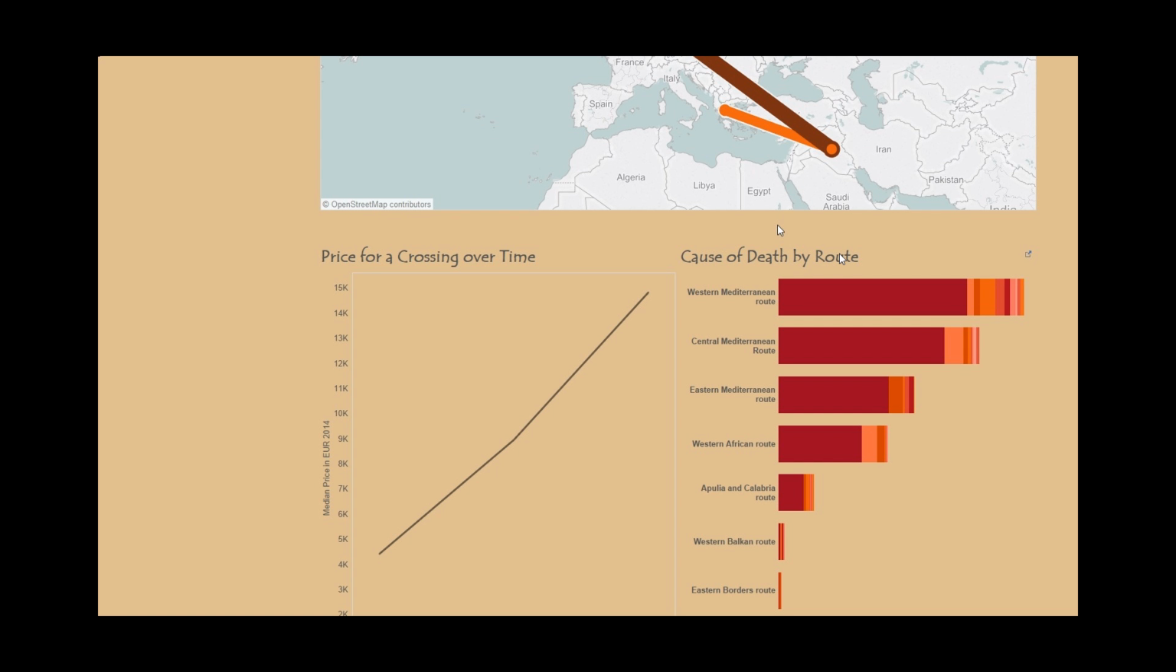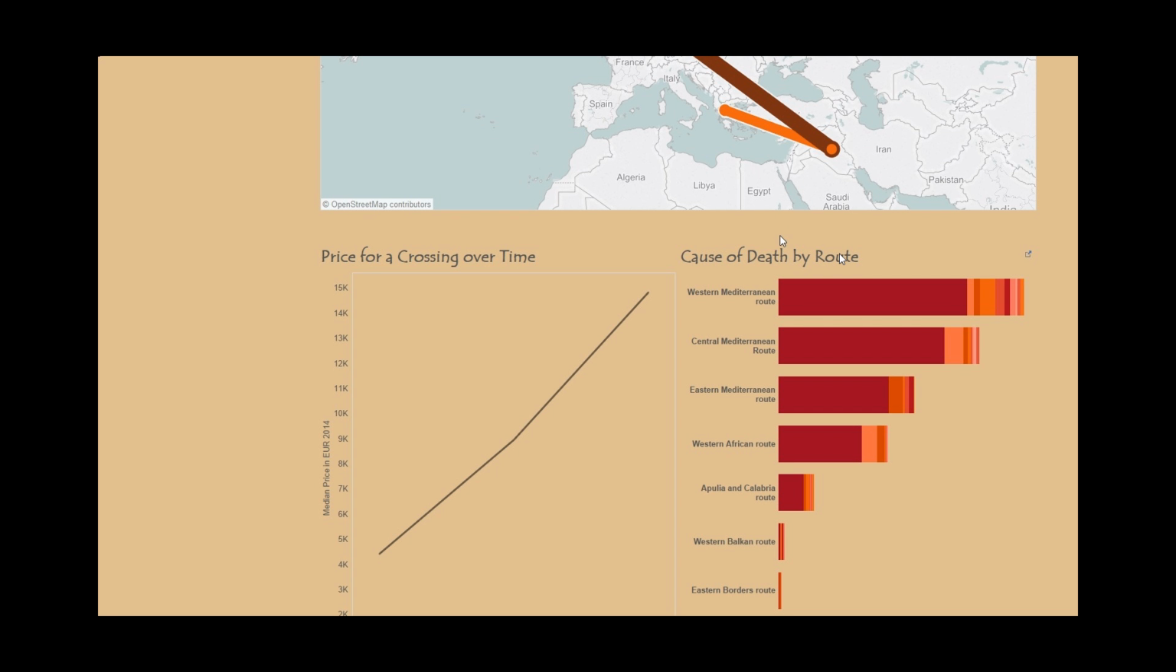Yeah. So the only thing I would be cautious about is using the same color scheme on your causes of death that you're using on your map, because people might assume that those are related when they're not. So be careful of that.